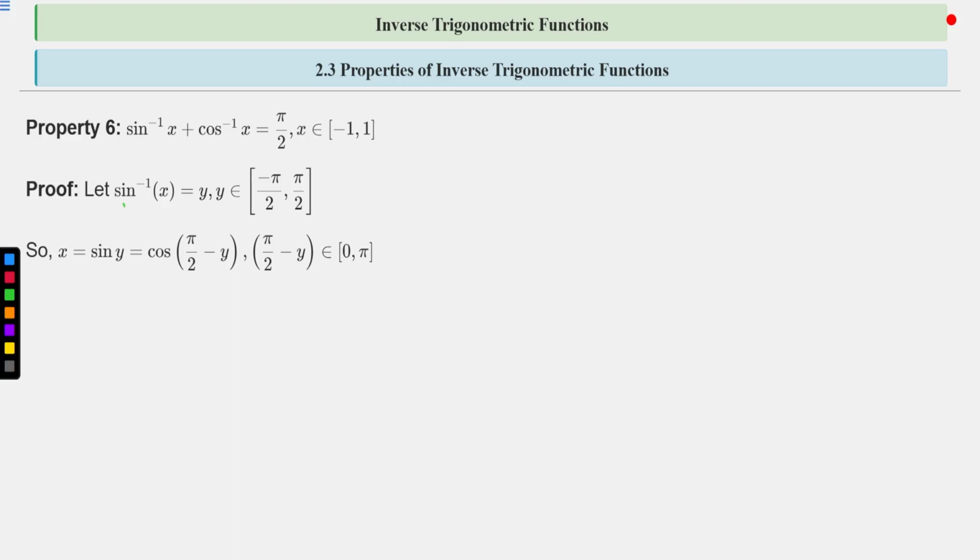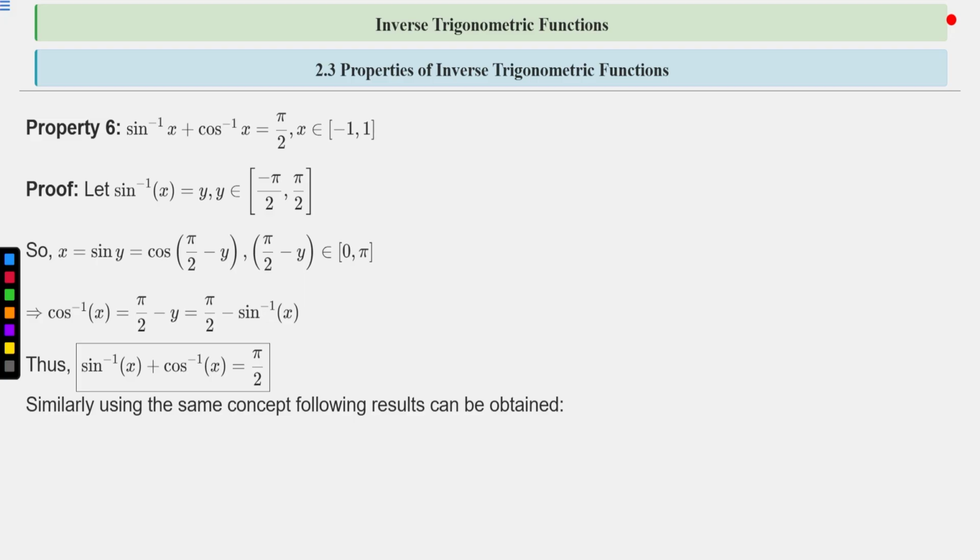So you can write sine y as cos of pi by 2 minus y, right? So pi by 2 minus y will belong to 0 to pi. This implies cos inverse x is equal to pi by 2 minus y, and we have assumed y as sine inverse x. So cos inverse x can be written as pi by 2 minus sine inverse x. Therefore, sine inverse x plus cos inverse x will be equal to pi by 2.